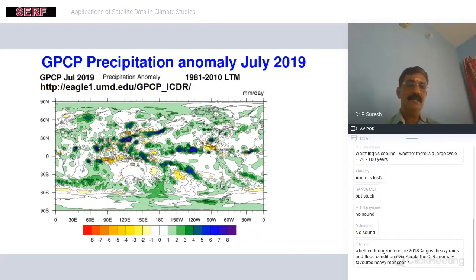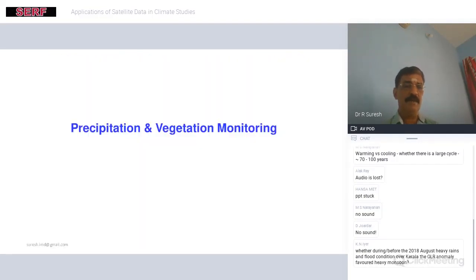The negative side is nothing but the negative anomaly. Precipitation is weakening in comparison to the normal for this particular month. The long-term mean is the LTM, and the long-term mean is 30 years of data. So this is how the GPCP project is helping us understand how the climate is behaving.